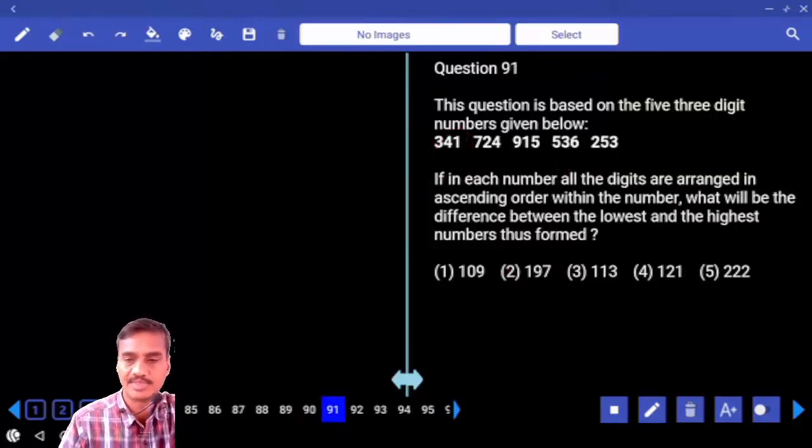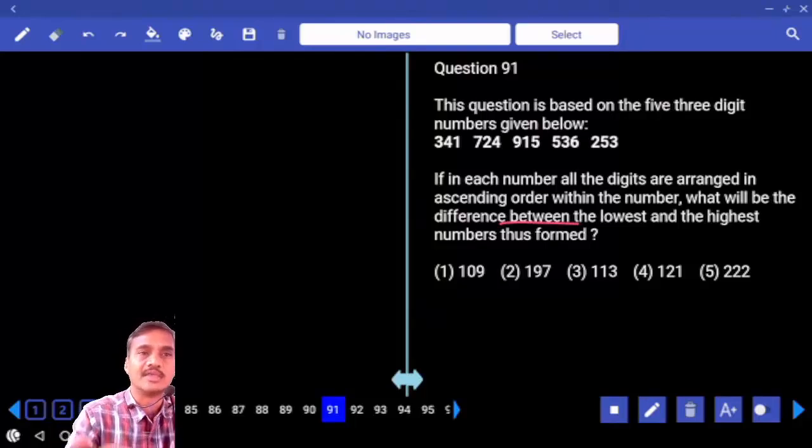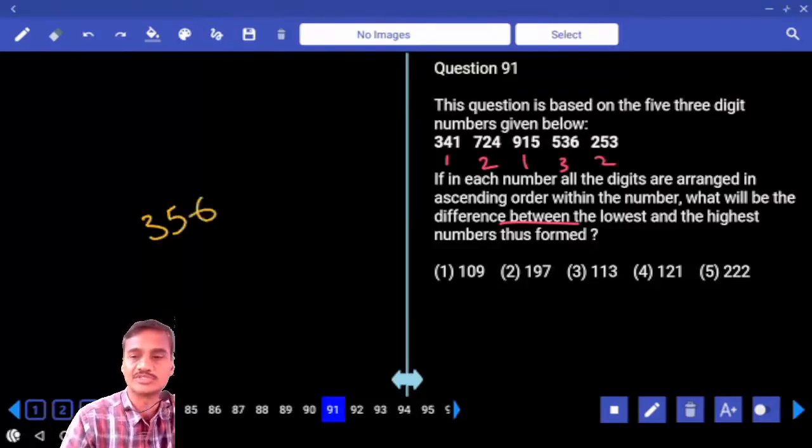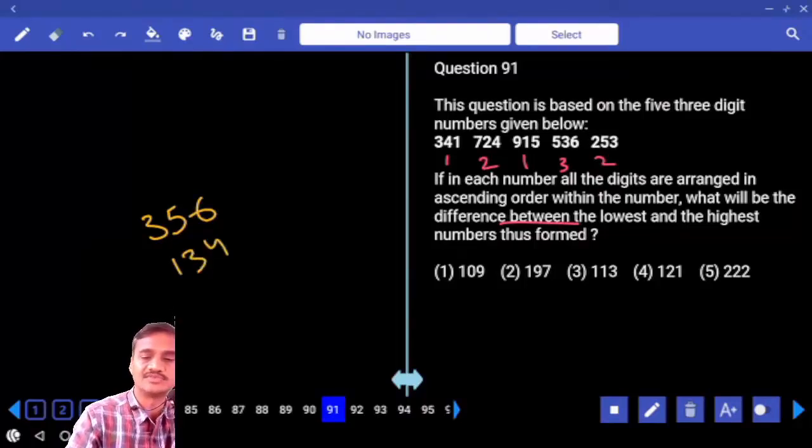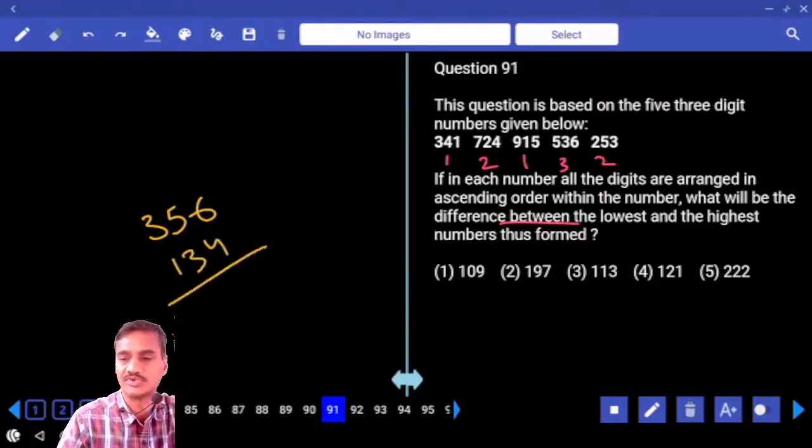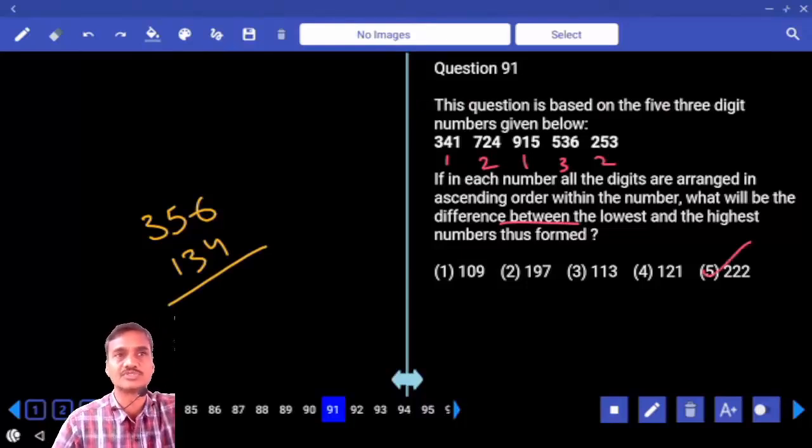Then 91. If in each number all the digits are arranged in ascending order within the number, what will be the difference between the lowest and the highest? Here this is 1, this is 2, this is 1, this is 3, this is 2. And which is the highest? 356 is the highest. And lowest 134 and 159 and 134. Now the difference between these two, 6 minus 4 is 2. Last digit 2, choice 5.